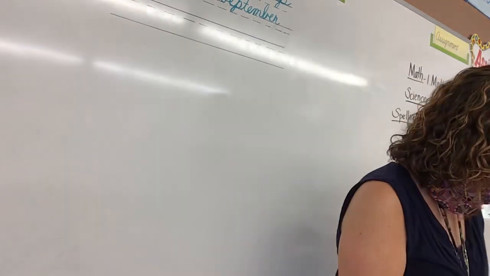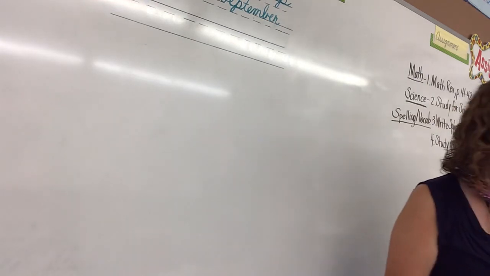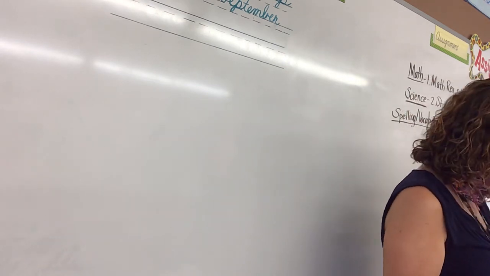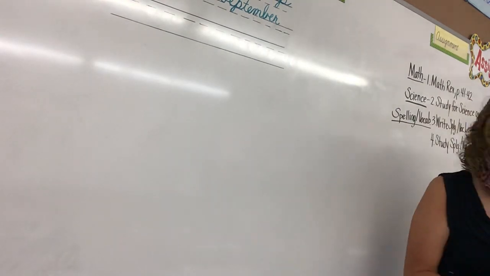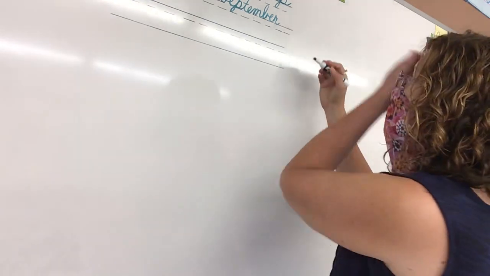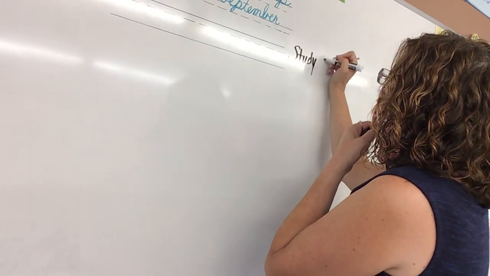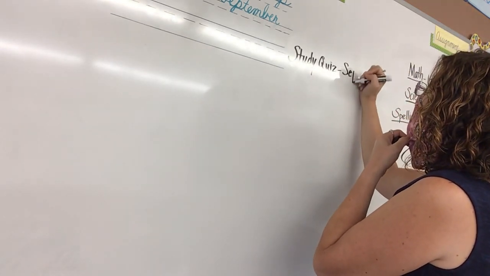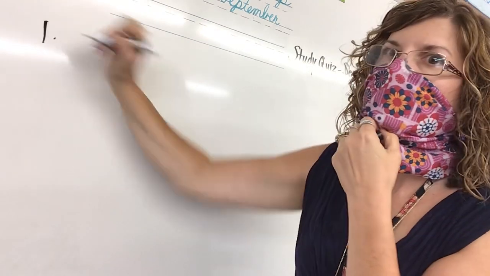Alright, now we need to take the notes for the quiz tomorrow. So make sure you're in your science section, not the history section. Make sure you're in the science section. Right, and the first thing you need to write at the top is study and quiz. And the date that quiz is gonna be is September 18th, so that's tomorrow. So put that at the very top.